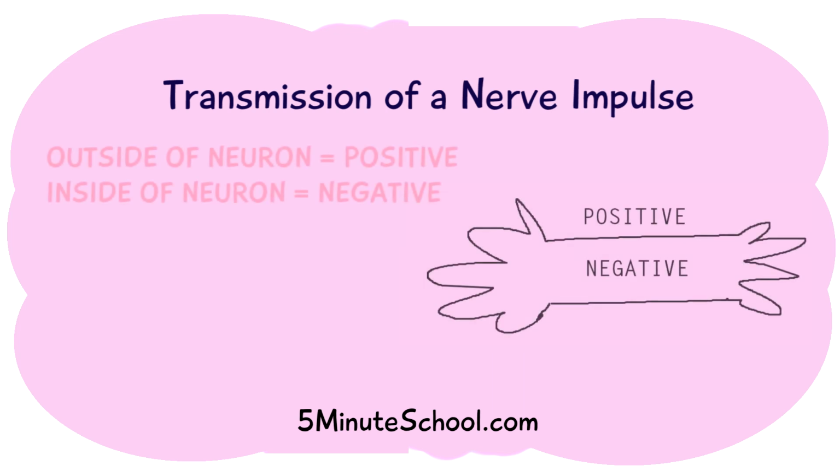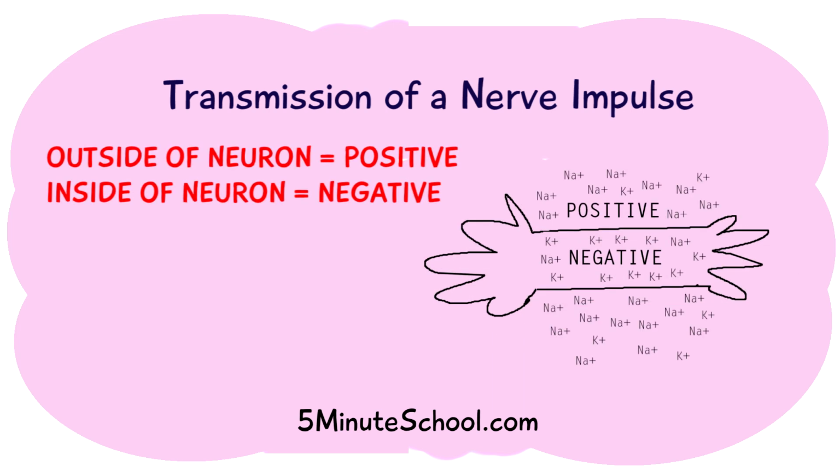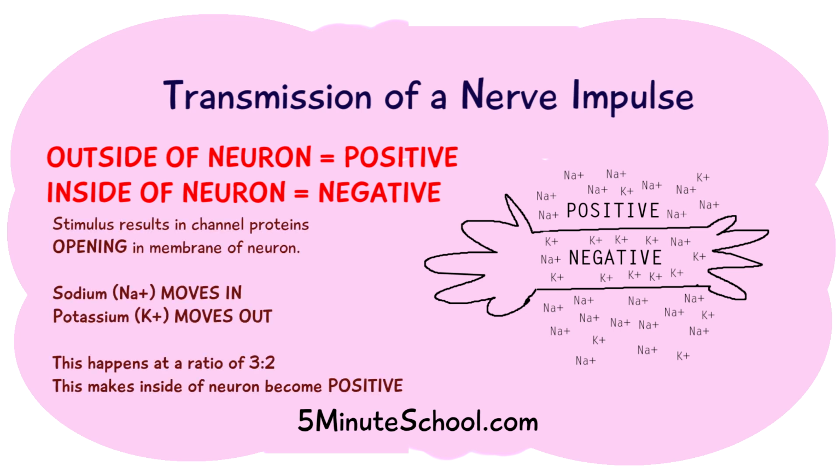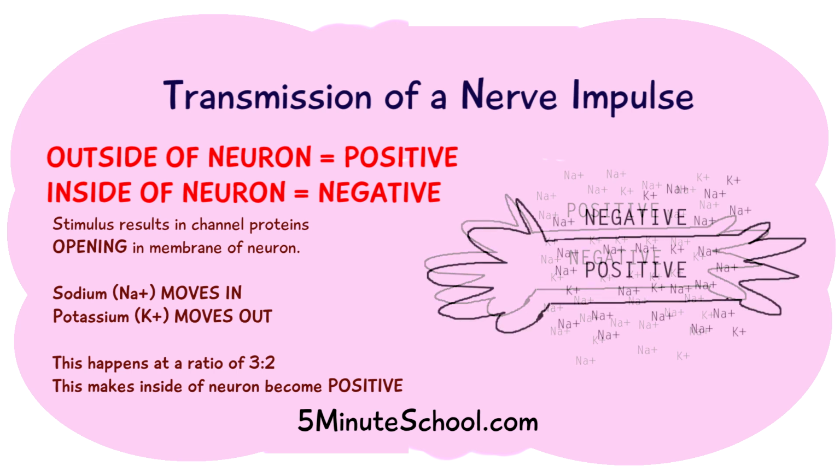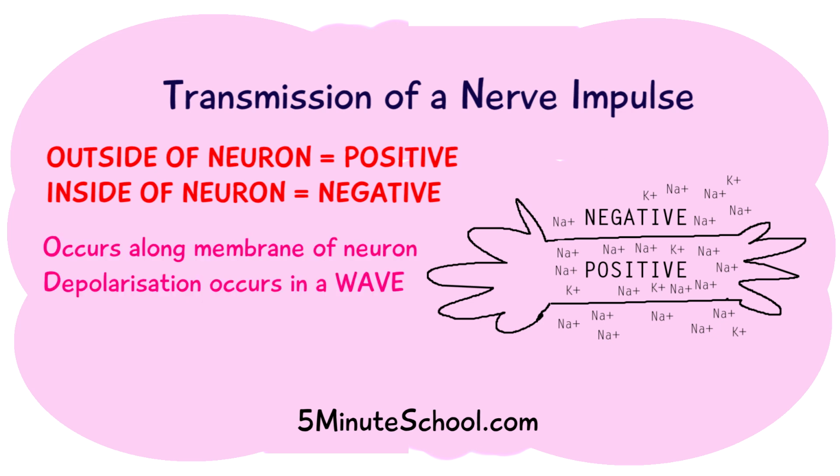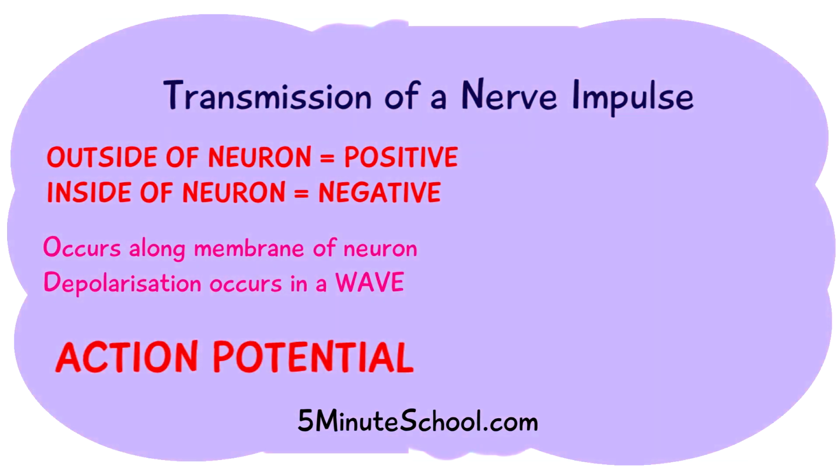Normally the outside of the neuron is positive and the inside is negative. A stimulus causes these channels in the membrane to open, resulting in sodium entering the nerve cell and potassium leaving at a ratio of 3:2, so the inside of the neuron becomes more positive. This occurs along the membrane of the neuron and passes on to adjacent neurons via dendrites. Therefore, we have the transmission of a nerve signal, also known as an action potential.